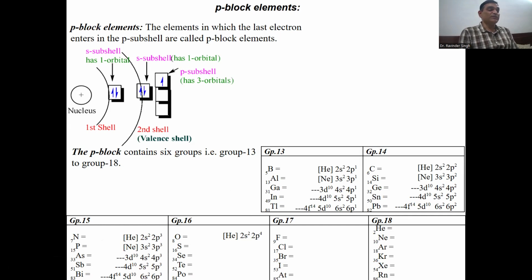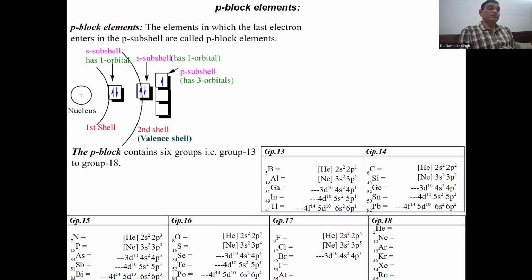Similarly, you can write the configuration of the group number 16 elements. Oxygen 1s2 2s2 2p4. Sulfur 3s2 3p4. Valence configuration of sulfur is 3s2 3p4. Selenium 4s2 4p4. Tellurium 5s2 5p4. Polonium 6s2 6p4. Similarly, for group number 17, fluorine configuration is 1s2 2s2 2p5. Next, chlorine valence configuration is 3s2 3p5. Bromine 4s2 4p5. Iodine 5s2 5p5. Astatine 6s2 6p5. Now group number 18, 1s2.